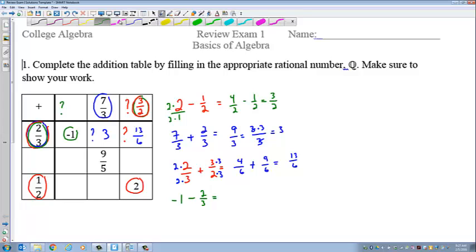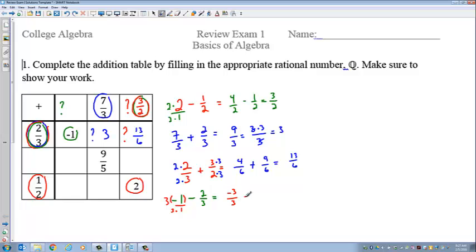Again, we have to find common denominators. So -1 is really -1 over 1. We'll put a times 3 here and a times 3 here. And so that'll be equal to -3 over 3, which notice is still -1, minus 2/3. And so -3/3 minus 2/3 is -5/3. And so this question mark should be -5/3.